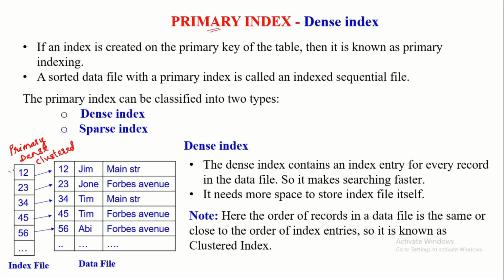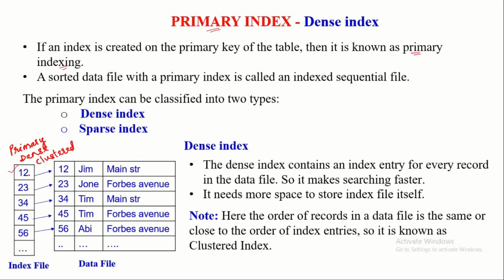If an index is created on the primary key field of the table, then it is known as a primary index. Since there is only one primary key for a table stored in a data file, we can create only one primary index for every table on a disk.